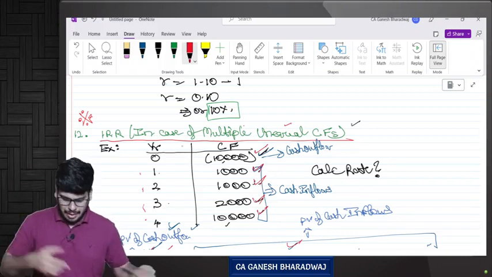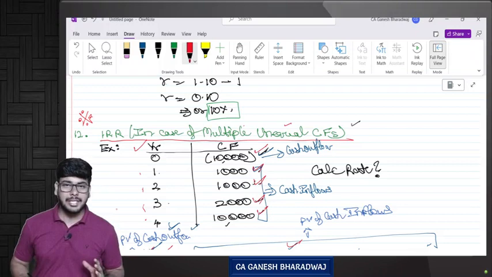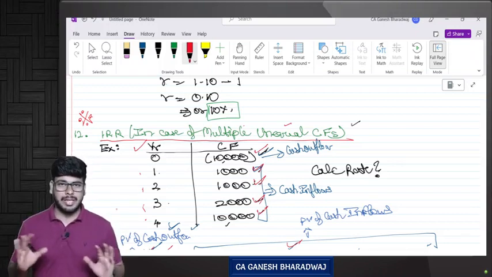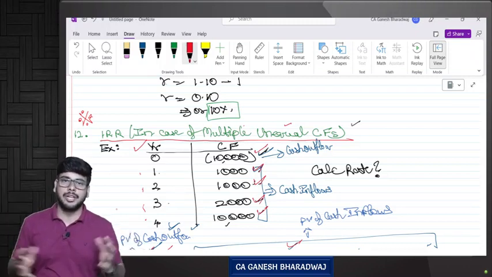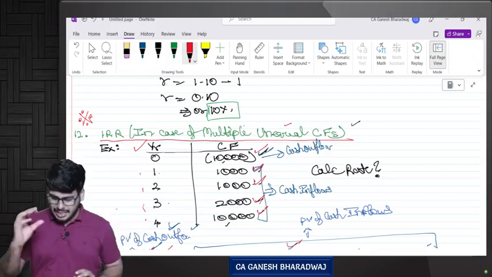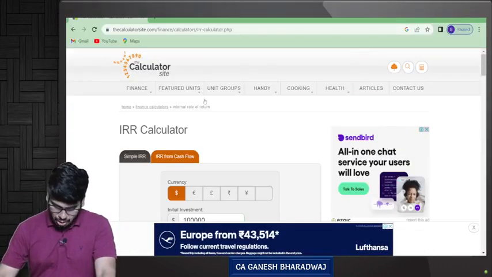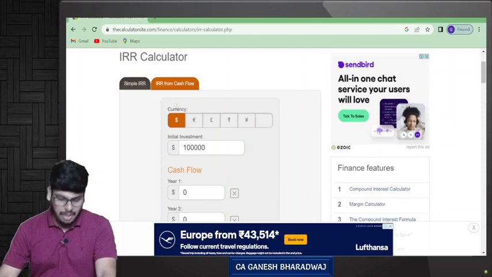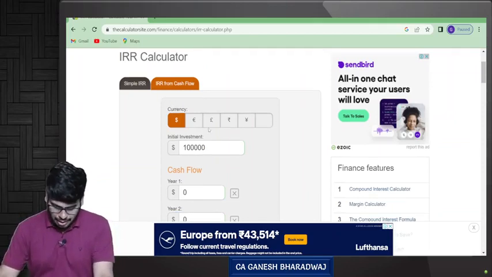Let us take whatever example we did right now. Initially there was an outflow followed by a series of inflows. That's a complete financial transaction. The final answer we got was 10.22%. We did so many things, trial 1, trial 2, interpolation, and we finally got the answer. Just see in real life how simple it is. There's something called an IRR calculator. Just Google it. You can go to any IRR calculator website.